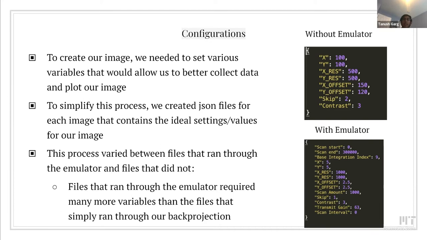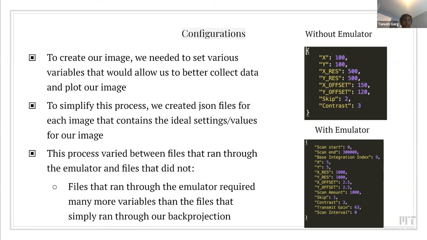However, this process varied between files that ran through the emulator and files that did not. For example, for files that ran through the emulator, we had to set many more variables such as the scan start, scan end, base integration index, scan amount, transmit gain, and scan interval, as you can see on the right, whereas files that did not run through the emulator required many fewer values and were thus easier to plot.